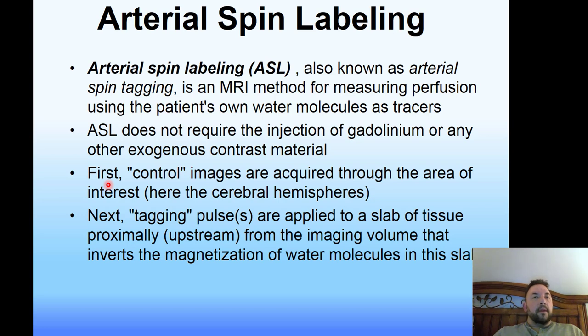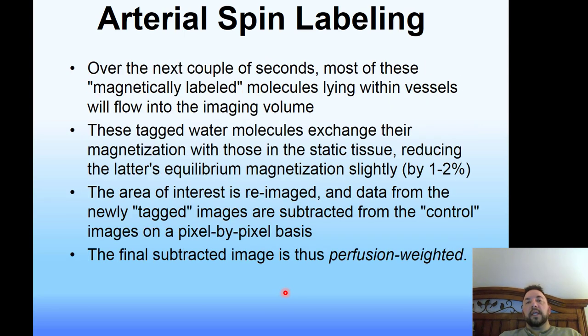Arterial spin labeling, also known as arterial spin tagging, is an MRI method for measuring perfusion using the patient's own water molecules as tracers. ASL does not require the injection of gadolinium or any contrast material. Control images are acquired through the area of interest. Tagging pulses are applied to a slab of tissue upstream from the imaging volume that inverts the magnetization of water molecules in this slab.